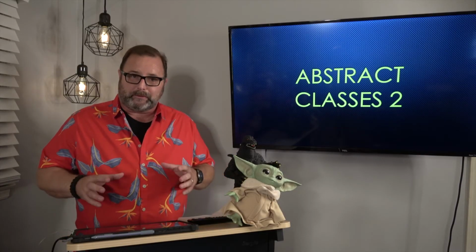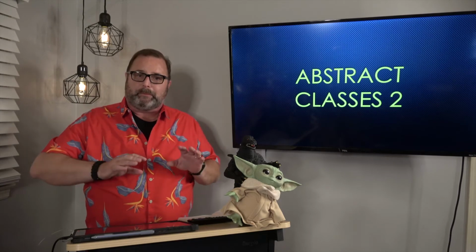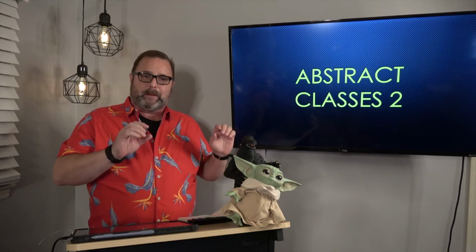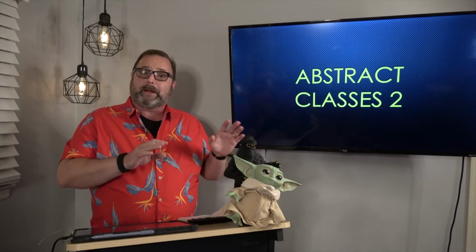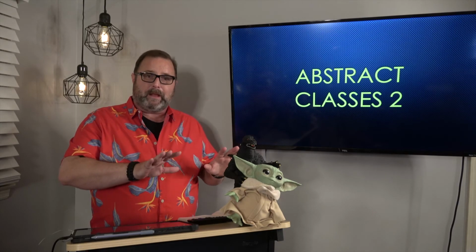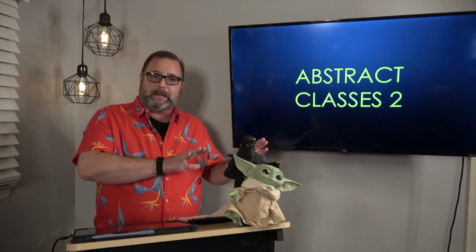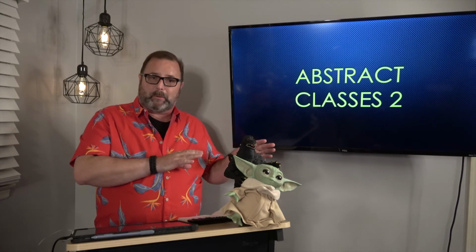In this particular video of our three-part abstract class series, we're going to build two child classes that implement the two abstract methods from the parent class. By doing that, we're going to be able to implement them as objects in our third video, which is in the main section of the project we're working on.